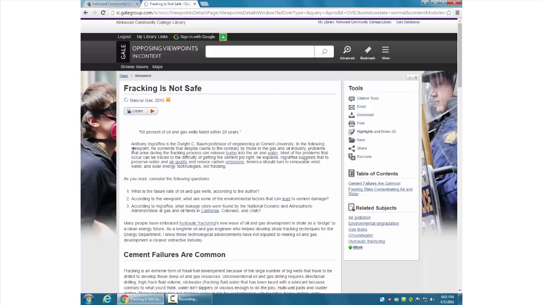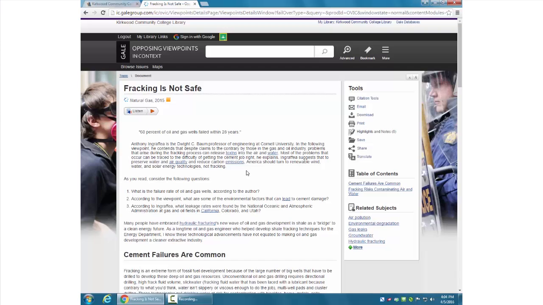Problems that arise during the fracking process can release toxins into the air and water. Most of the problems that occur can be traced to the difficulty of getting the cement job right, he explains. And Ingraffea suggests that to preserve water and air quality and reduce carbon emissions, America should turn to renewable wind, water, and solar energy technologies, not fracking. We'll see whether he's trading in the either-or fallacy.